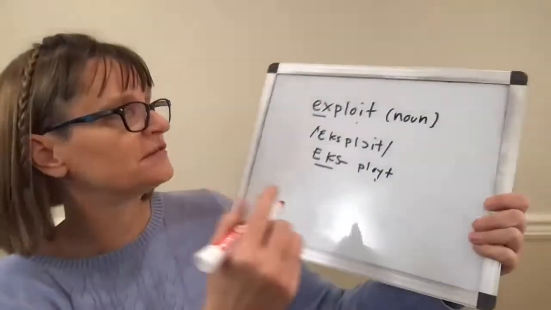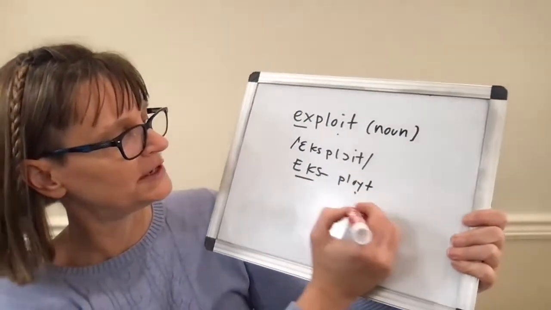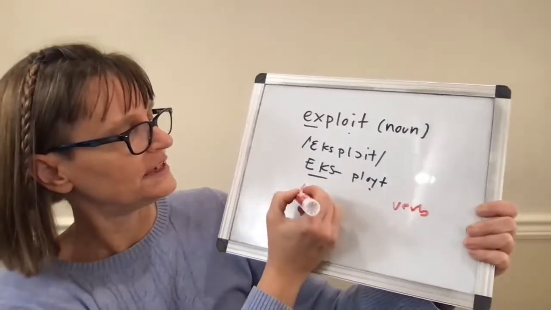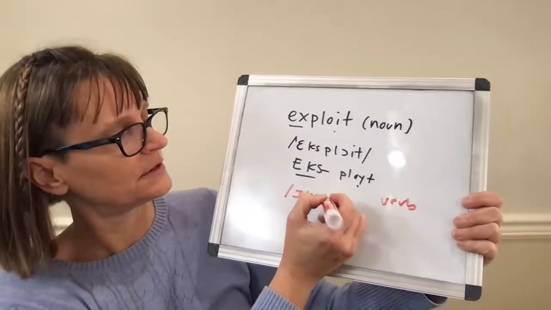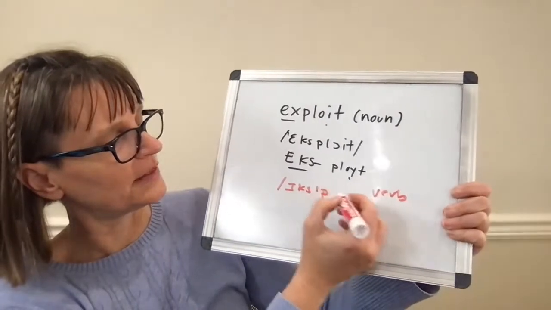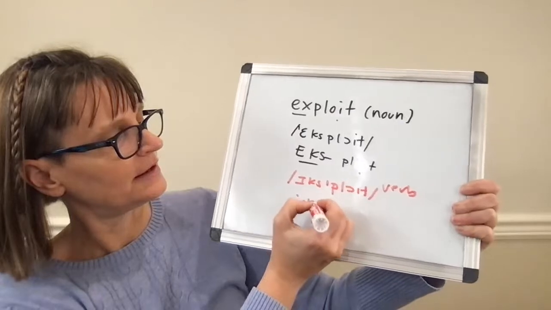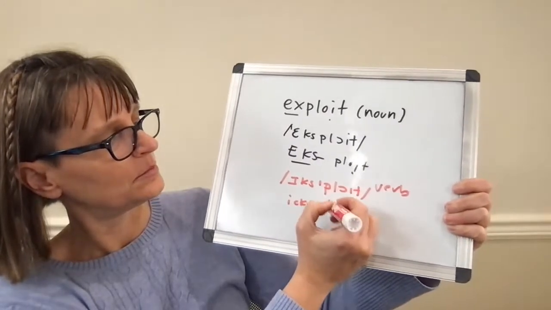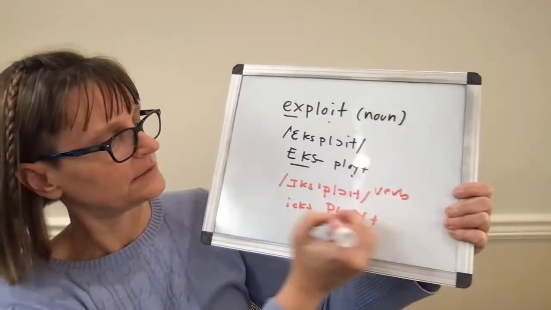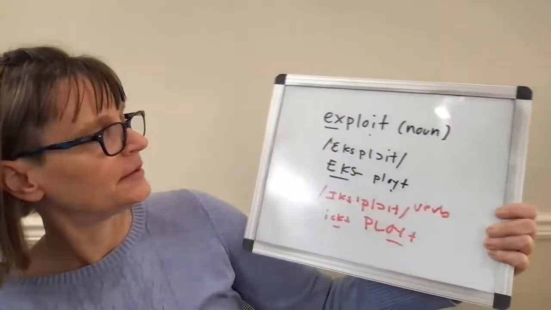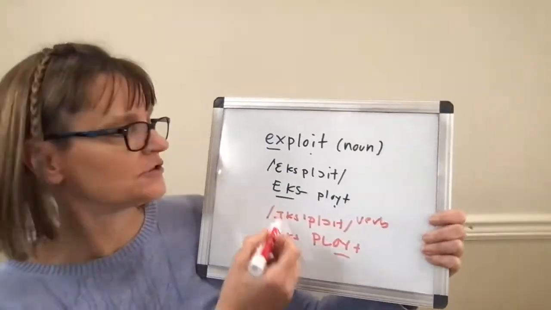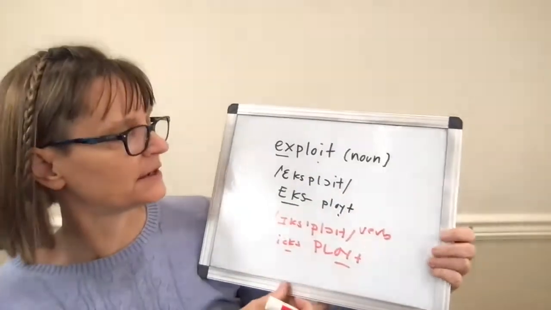So for the verb, we have exploit, second syllable stress. That changes the vowels. So in exploit, the verb, you'll see stress here on the ploit. So it'll sound like exploit. So ix in the verb because it's unstressed, and x in exploit, the noun.